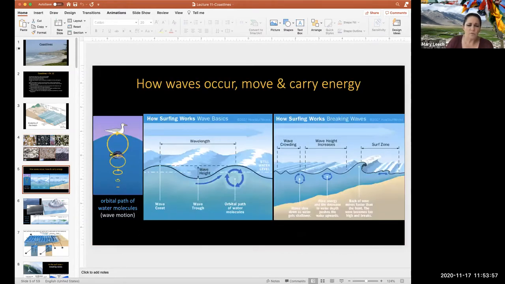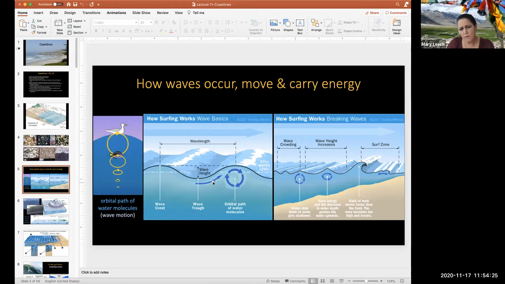How do waves move? Look at the seagull. This circle right there indicates how a particle of water would rotate. So the seagull stays where it is and the wave particle moves sort of in a circle underneath. The seagull just moves up and down with the wave, and the particles are rolling and rotating like this.